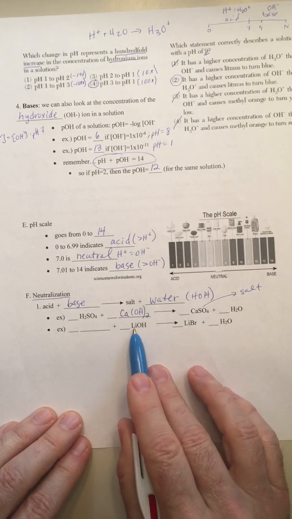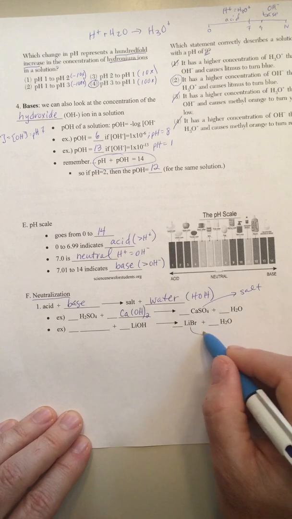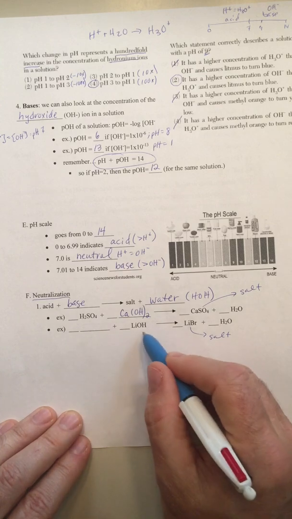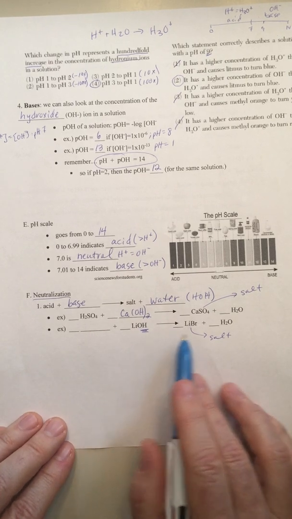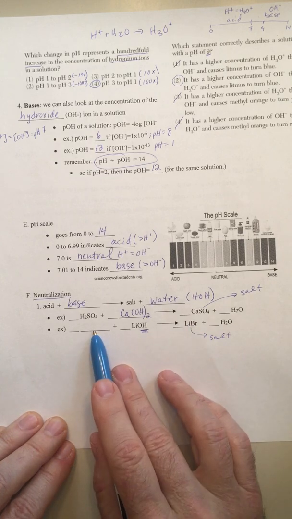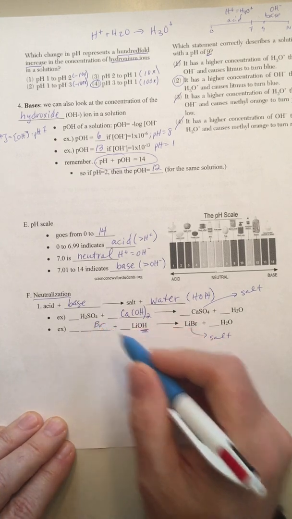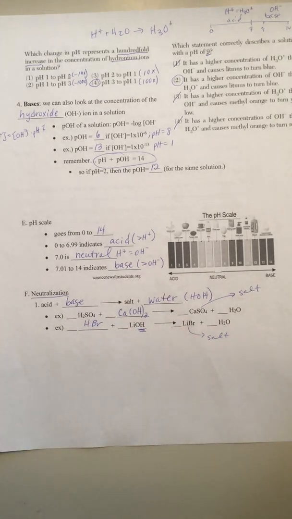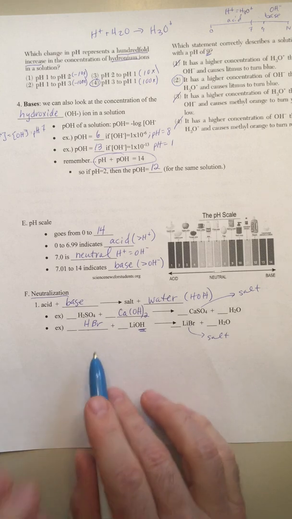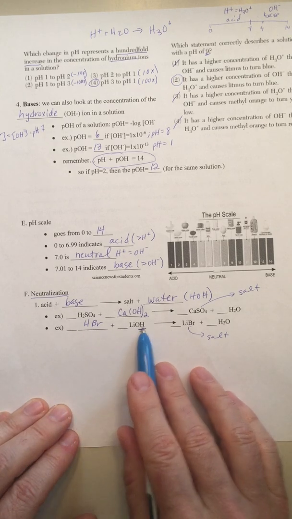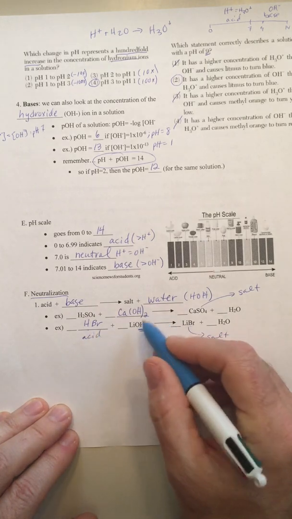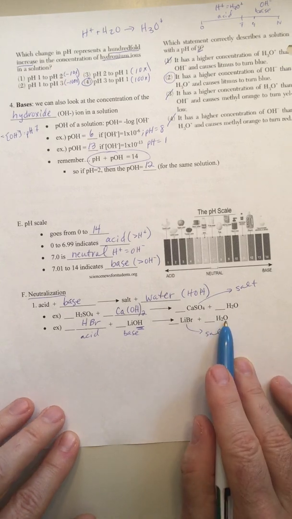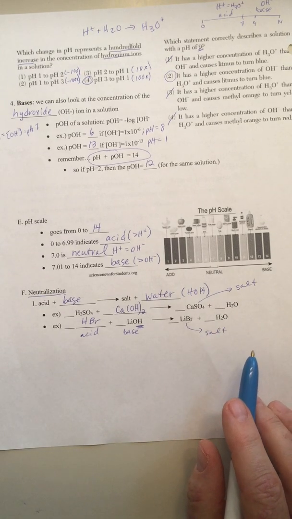See if you can guess this one. If I add something to lithium hydroxide and get this salt, lithium bromide and water, what do you think the acid is? Because I know this is the base. Well, bromine is missing over here, yes? So it's got to be bromine, and you know that if it's an acid, it's going to have an H in front of it. Okay? So this one actually is balanced. So that's hydrogen bromide, which is the acid, plus lithium hydroxide, which is the base, yields that salt, lithium bromide, and then water.